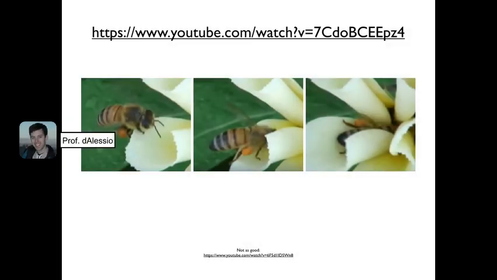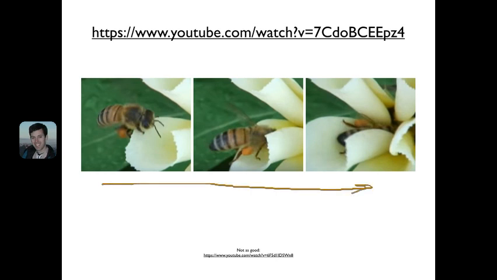So next, I went on YouTube and tried to find some really good examples of bees up close as they visit flowers so we can watch them. And here are some screenshots from a video clip that you can get to at this URL, and you can also watch it on the next screen.